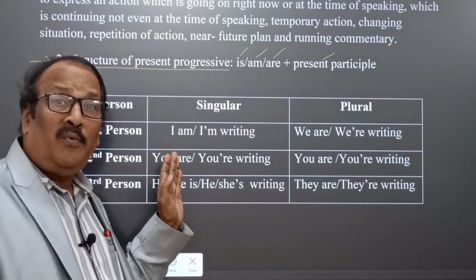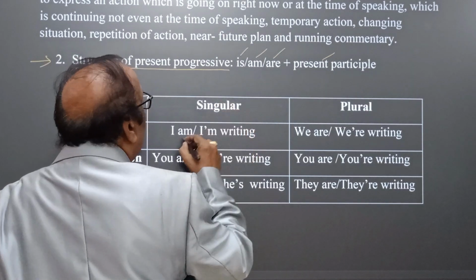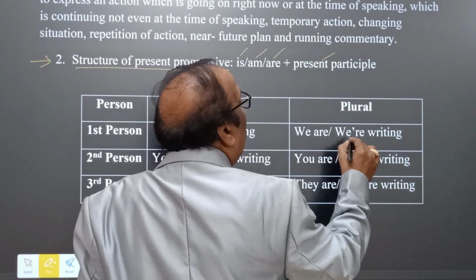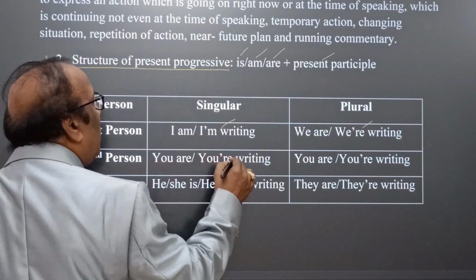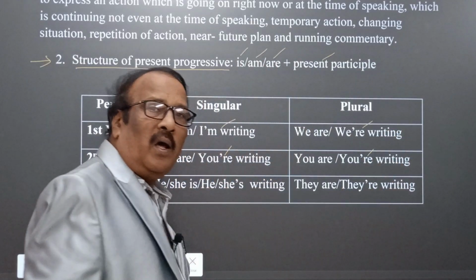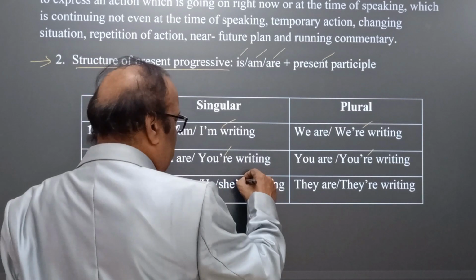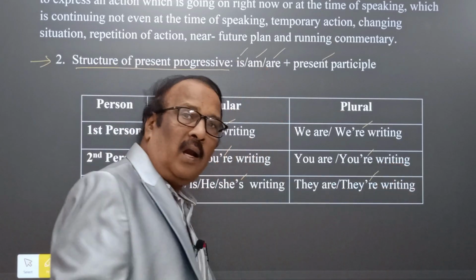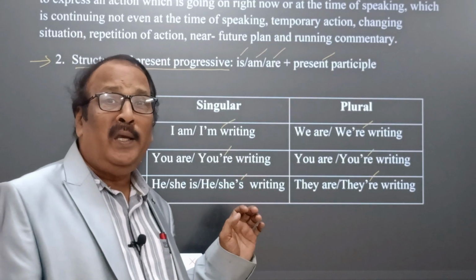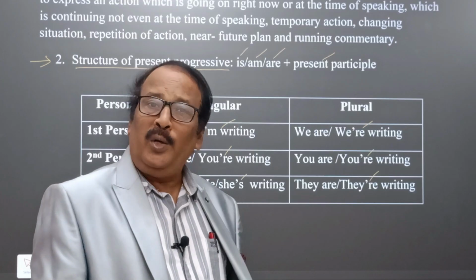As we know, we have three persons and two numbers in connection with the noun and the pronoun. Okay, in first person singular number, in full form I am writing, in contracted or short form I'm writing. We are writing or we're writing. Second person, you are writing or you're writing. Okay, and in the plural, you are writing or you're writing. In third person, she or he or it is writing, he or she is writing. This is the contracted form. They are writing or they're writing. These are the ways how we use the structure of present progressive at the time of speaking and writing. Writing has been used because, as we know, the present participle is used to express continuous or progressive action.